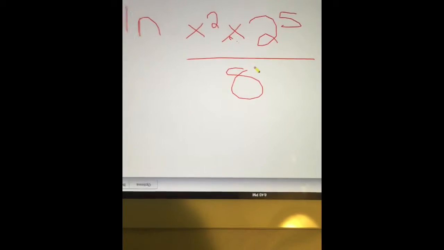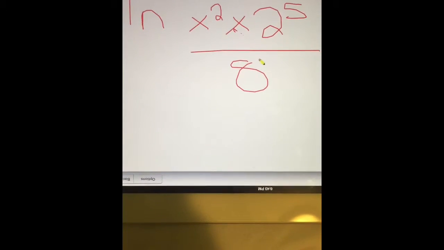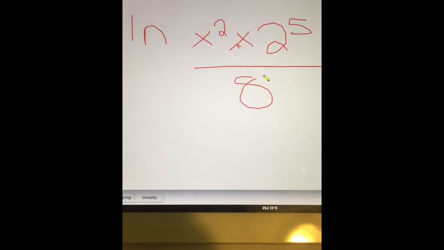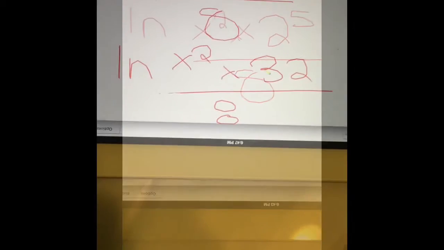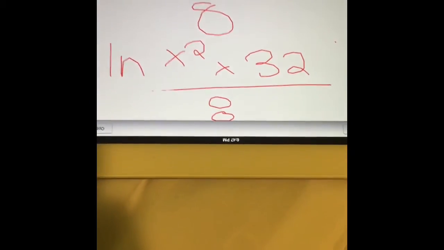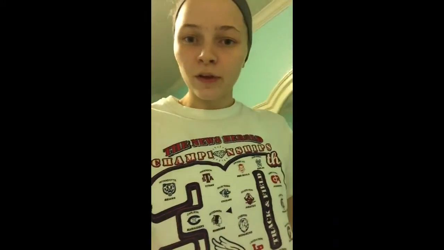Finally, all we have left to do is simply simplify, because we do not want to leave numbers cubed when we know that they could be simplified further, such as 2 squared is 4, so why leave it as 2 squared? Now, all that's left to do is some mental math. So we're going to take 2 to the 5th, we're going to simplify that to 32. And that leaves us with our final answer, ln times x squared times 32 all over 8. That's it.